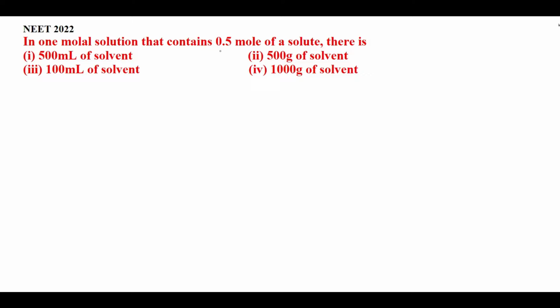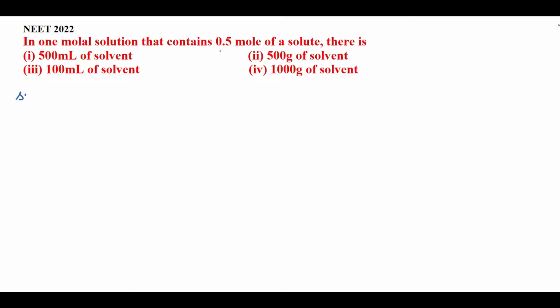Students, this is a NEET 2022 question and also a student doubt, right? So let's read this statement. In 1 molar solution that contains 0.5 mole of a solute, there is 500 ml of solvent, 500 gram of solvent, 100 ml of solvent and 1000 gram of solvent. In this question, 1 molar solution is present in which solutes are 0.5 mole, right? And you have to find the actual mass of the solvent, right?